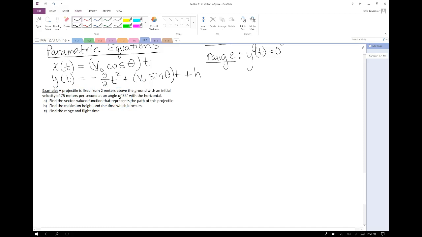That is all the information we need to know in order to set up our vector valued function. So 2 meters above the ground, 75 meters per second, 35 degree angle. And I also can tell what g value I should use based on the units we're seeing in this problem. Since I'm seeing meters, that tells me that I should be using a g value of negative 9.8.